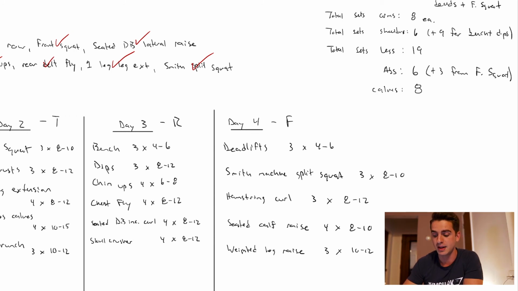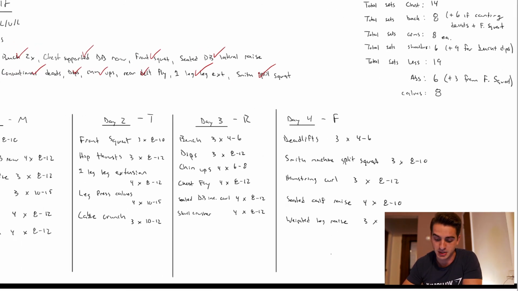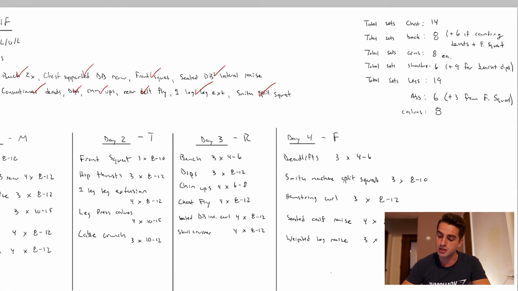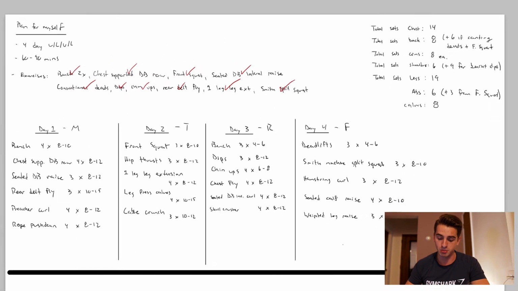so almost 10. I'm not super concerned with abs. That's something that's revealed in the kitchen, but doing ab exercises does help. And then I have 8 sets of calves total. There's going to be some overlap in some of the other leg movements. So all in all, I think this is looking pretty good.